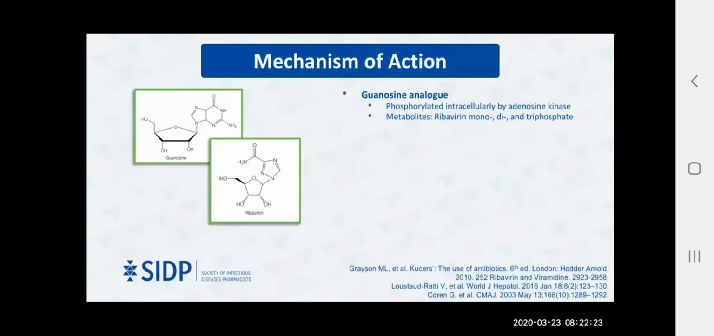The mechanism of action of ribavirin is rather interesting. It's a guanosine analog that's phosphorylated inside the cell by adenosine kinase, and this results in metabolites of ribavirin monophosphate, diphosphate, and triphosphate. These metabolites can then go on to have both direct and indirect actions inside the cell.